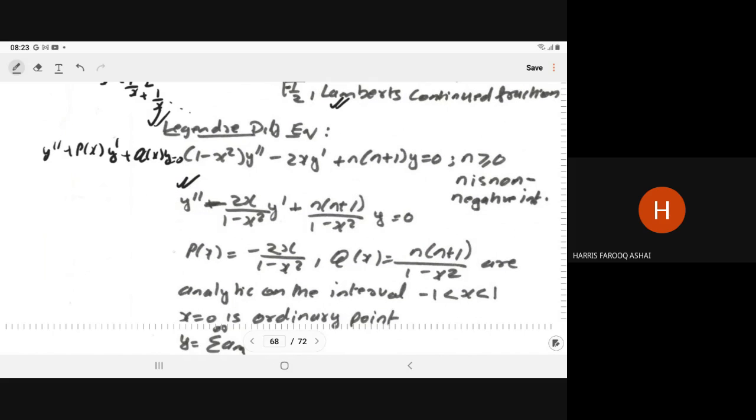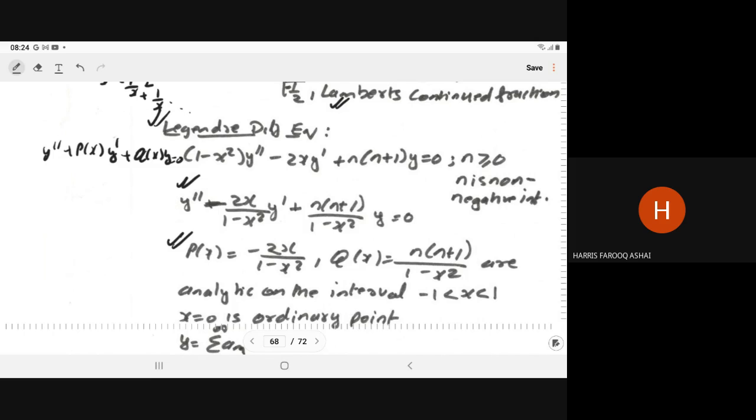So from here, what we have is capital P(x) equal to minus 2x upon 1 minus x square, and capital Q equal to n into n plus 1 upon 1 minus x square, right? Now what is the nature of this P and Q? Whatever the nature of P and Q, the same nature we have for the solution also. So if P and Q are analytic here, then the solution is also analytic.